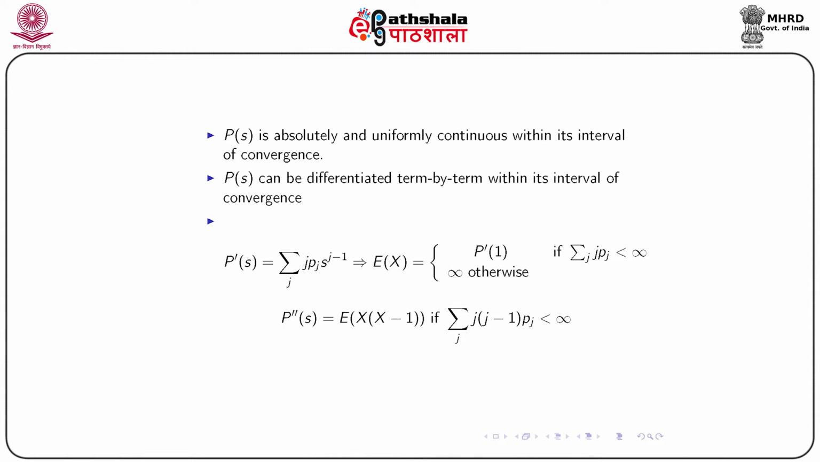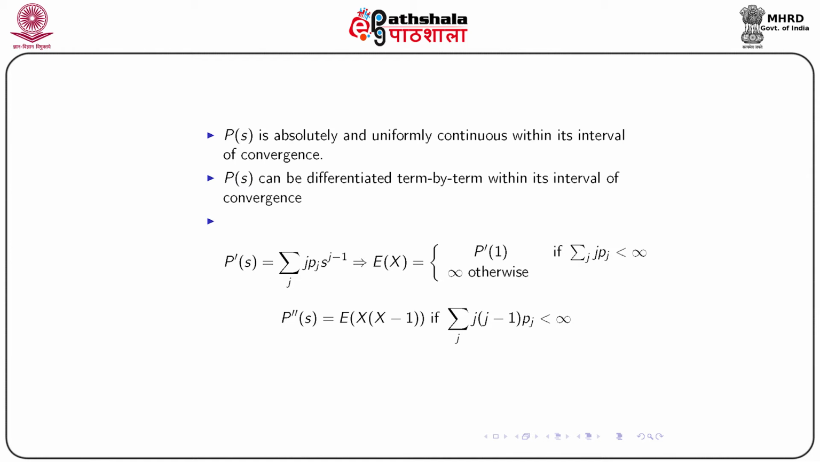Similarly, if I do the differentiation twice, it will result in the expected value of x into x minus 1, once again subject to the condition that the sum of j into j minus 1 times pj is finite.